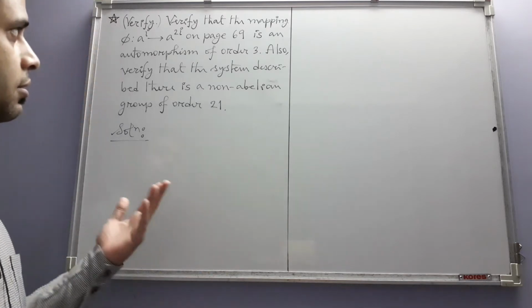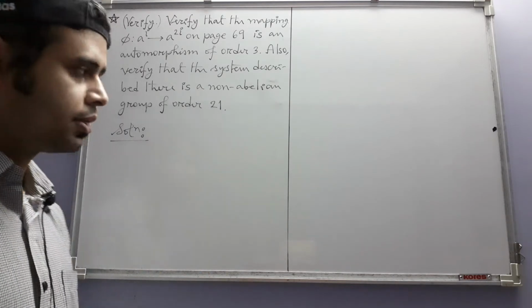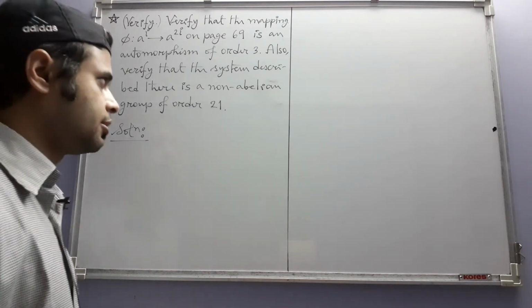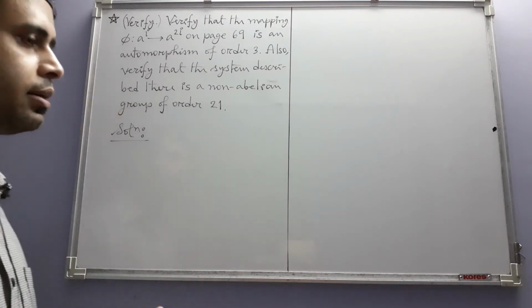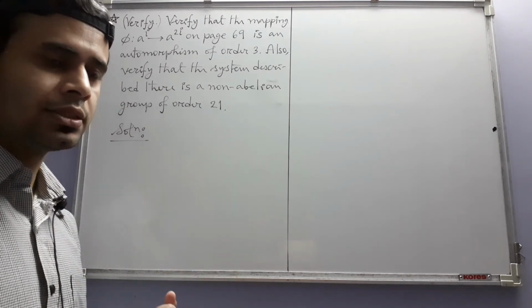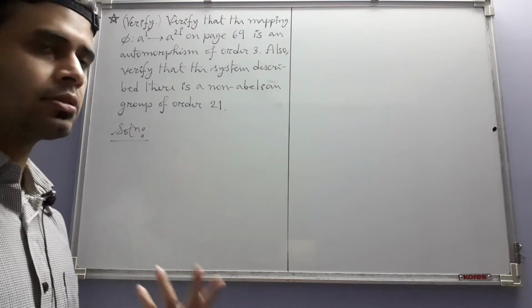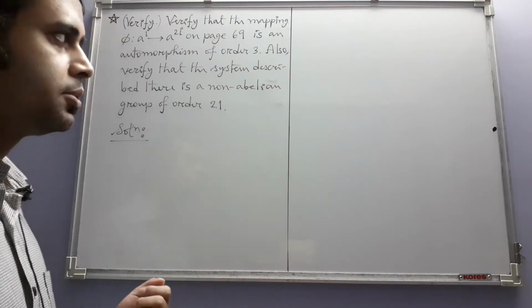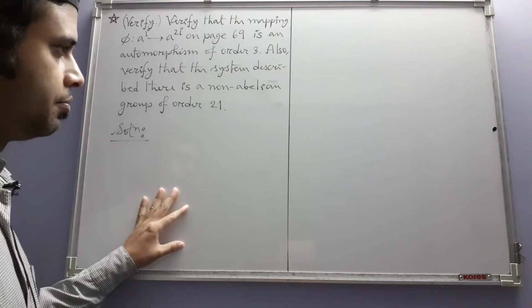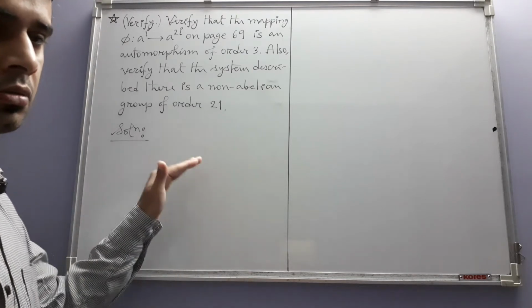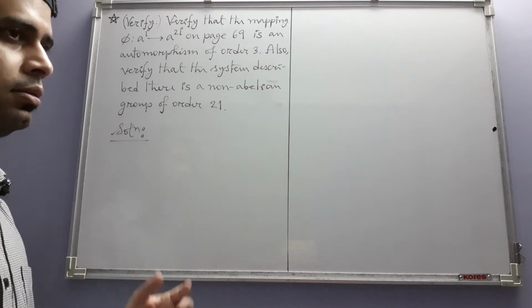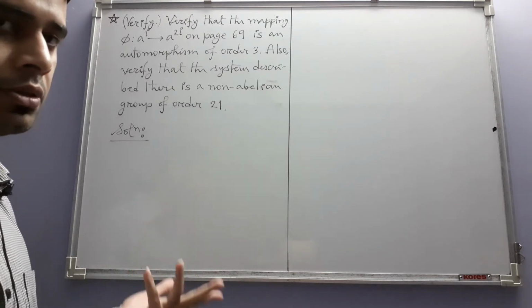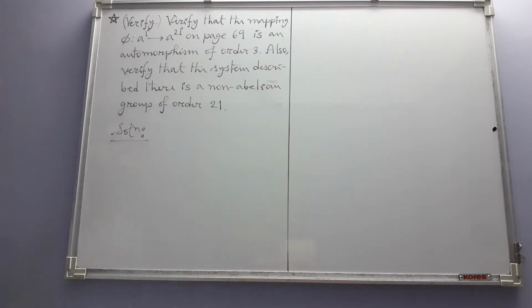Look at this exercise which I have created. It's not there in the text, but since we had an issue in the previous videos regarding construction of non-abelian groups from a given group and one of its automorphisms, we are going to address that issue in the form of this verify exercise, if you want to call it.